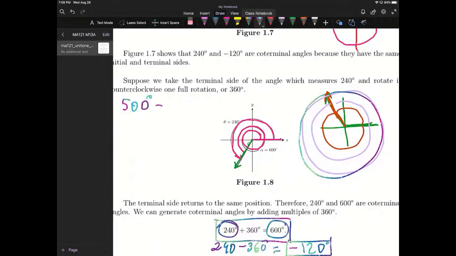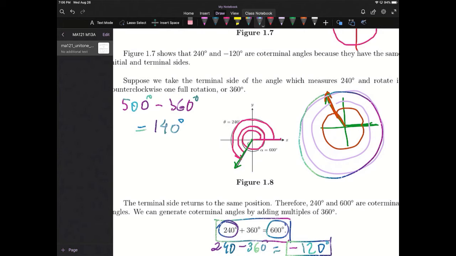I have 500 degrees and I want to get a coterminal angle with that, let's say by subtraction. So I subtract 360. But notice that I still got a positive angle, because 500 was way bigger than the negative rotation that I did. So I still got a positive angle as a result. But I went towards the negative direction when I did the subtraction.